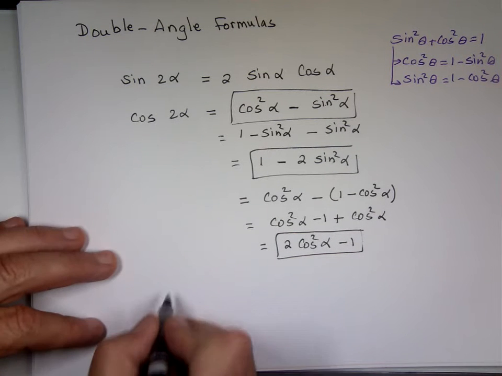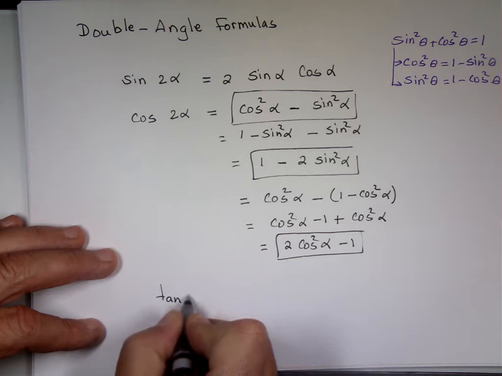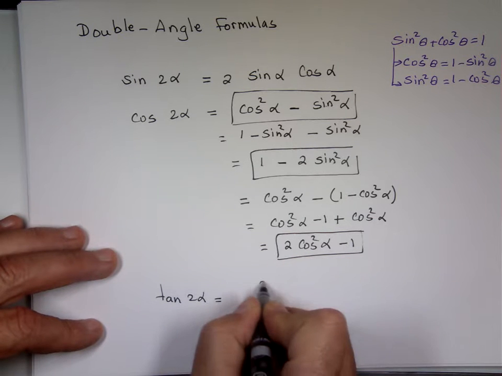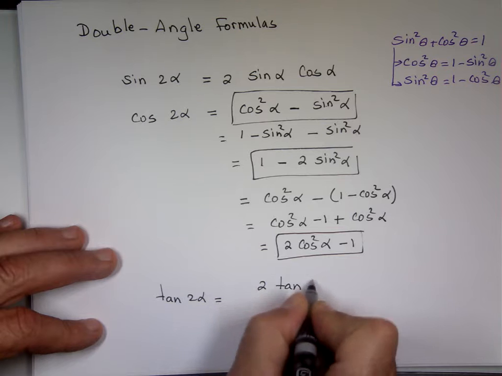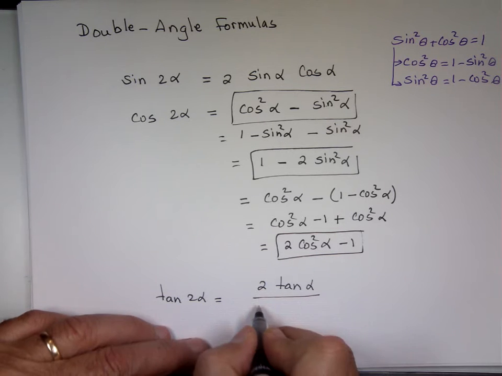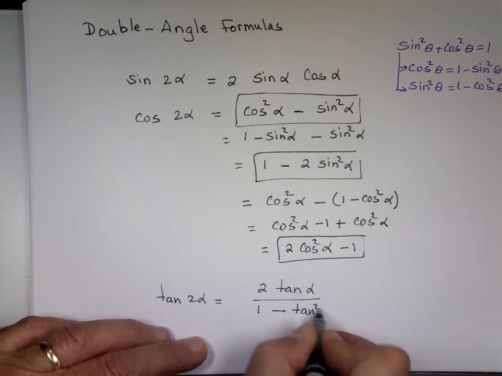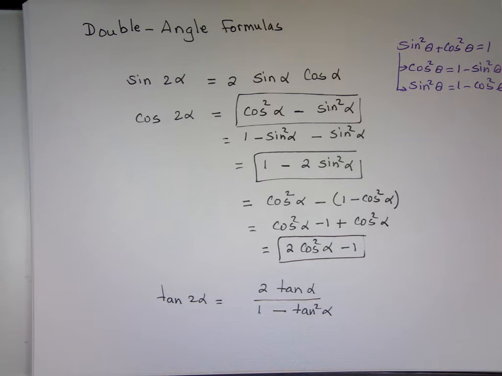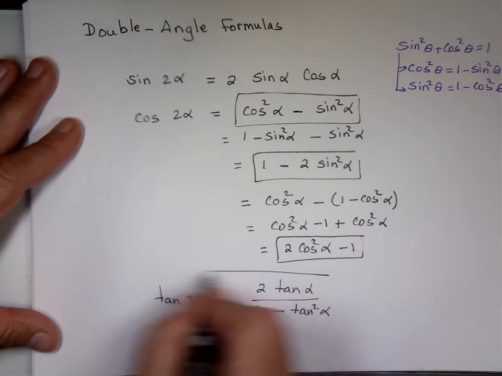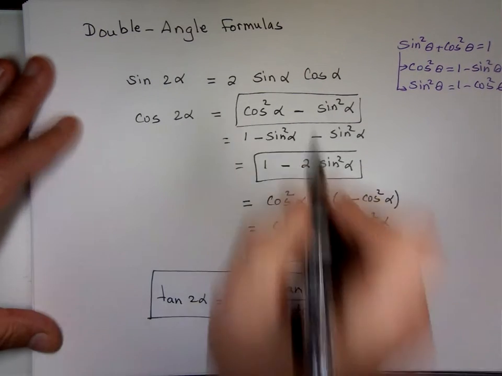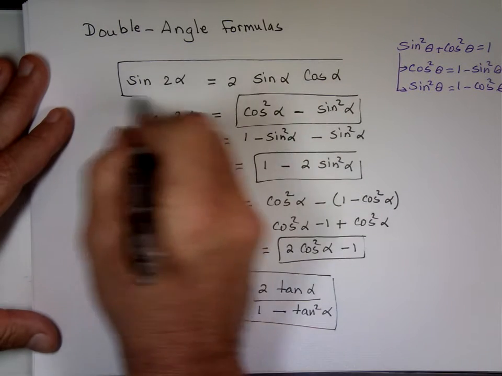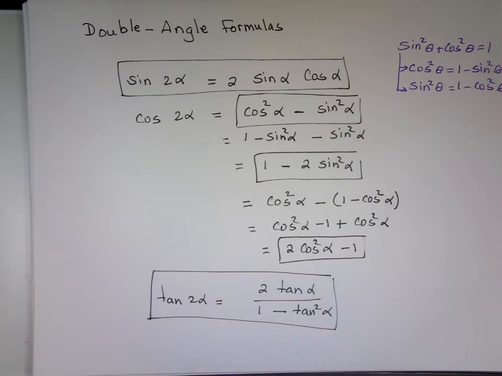Now tangent 2 alpha, it's 2 times tangent alpha over 1 minus, not a plus, minus tangent squared alpha. That's it. That's the 3 identities I'm going to be using. I'll box them all. The sine of 2 alpha, the cosine of 2 alpha, and the tangent of 2 alpha.